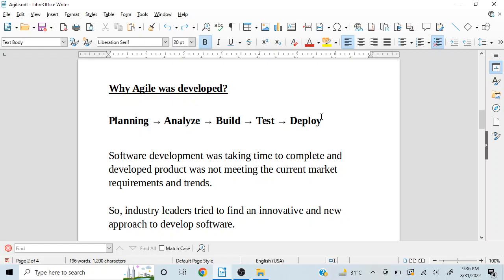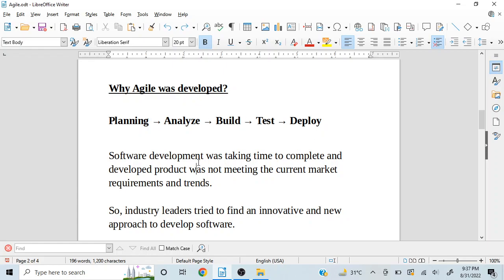The major drawback of this model was that one particular phase will be worked on at one point of time and the other phases won't be activated. Once planning is in the picture, only planning is going to happen and all the other phases will be inactive. Once the planning is done, this phase is frozen, and then you move to the analyze phase. Similarly for the other phases of the model: analyze, build, test, deploy.